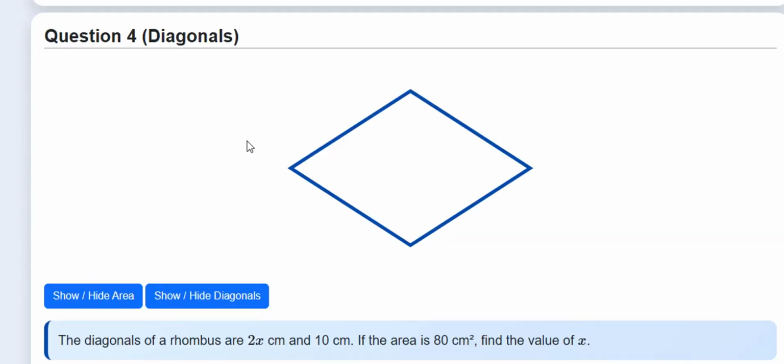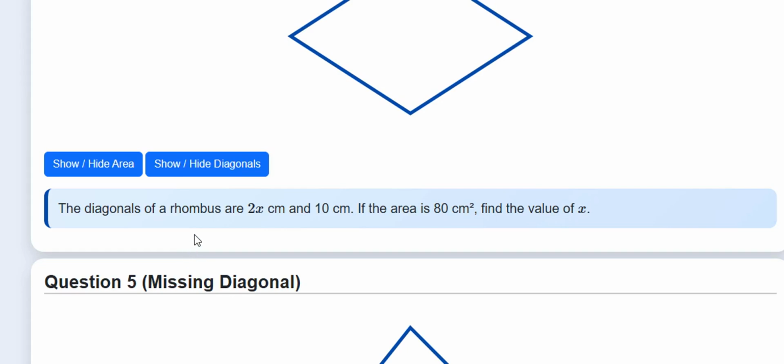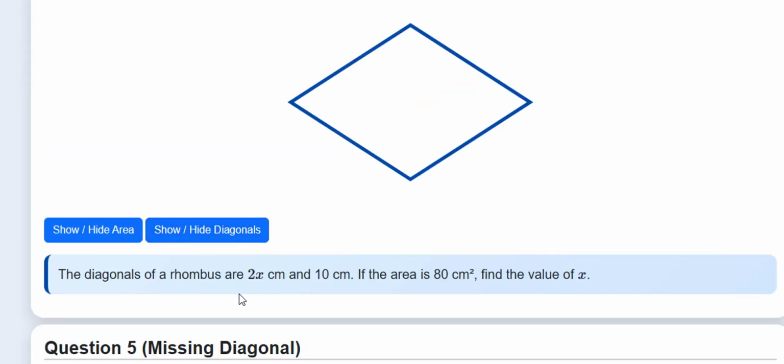trapezium here. So we can also solve question 4, where we are told the diagonals of a rhombus are 2x centimeters and 10 centimeters. Then, if the area is 180 centimeters squared, find the value of x.